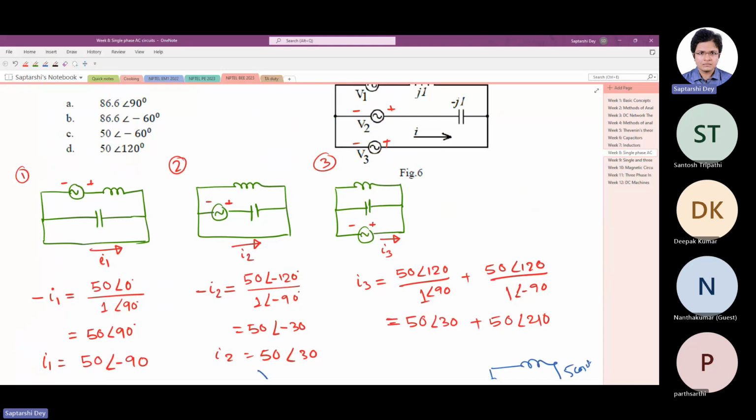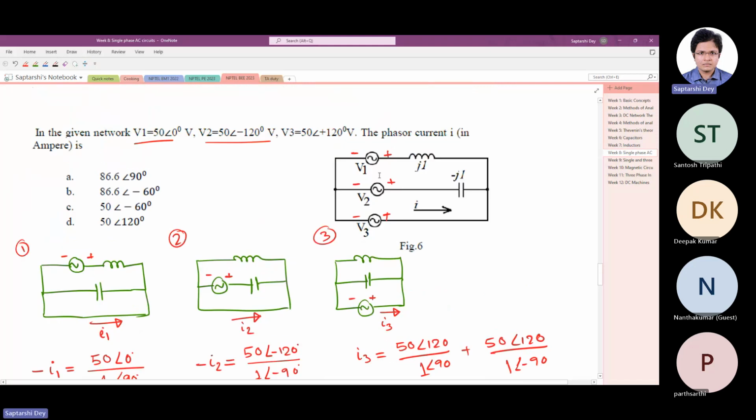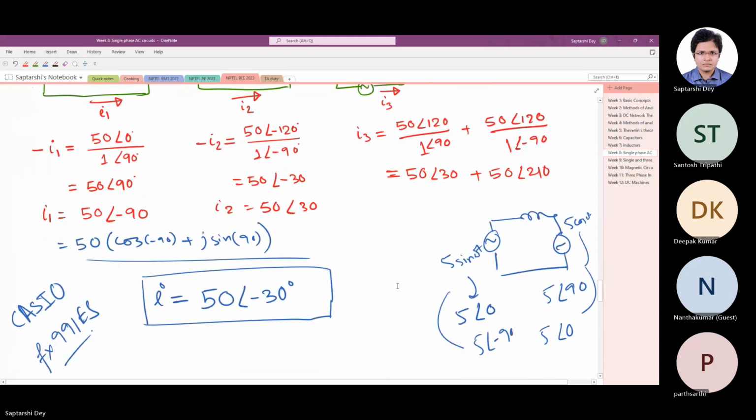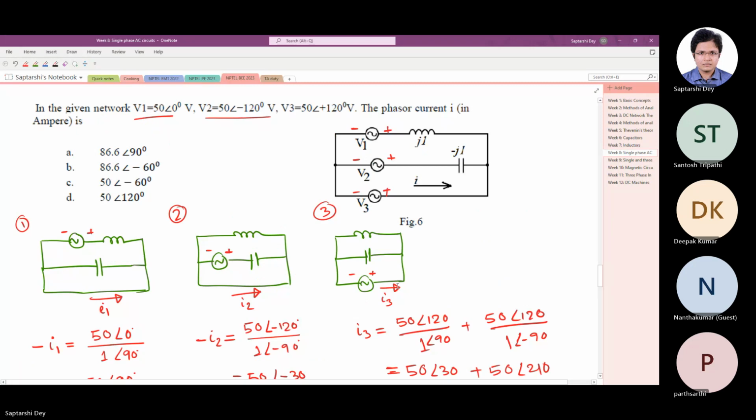What I can see in the solution, they have made a mistake. The third current they have not taken. Is it wrong to take the third current? No, it is not, because these are voltage sources. So voltage sources we replace by short circuit. Yeah. So this one is the correct answer. Not doing any mistake. No.